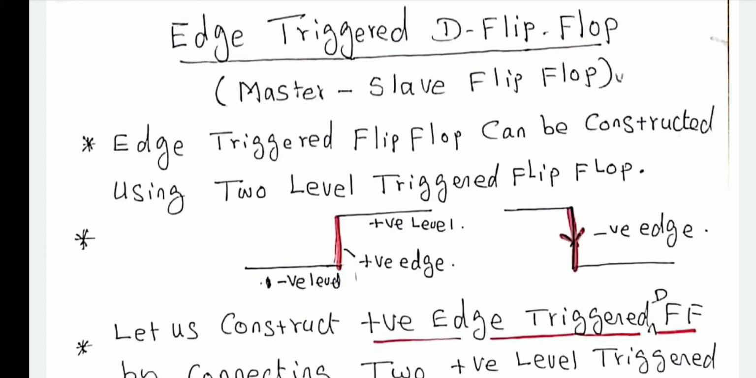So level triggered means it may be a positive level triggered or negative level triggered flip-flop. Let us choose positive level triggered flip-flop. So the previous circuit that we discussed is the positive level triggered circuit. Using two such circuits, we can construct the edge triggered D flip-flop.